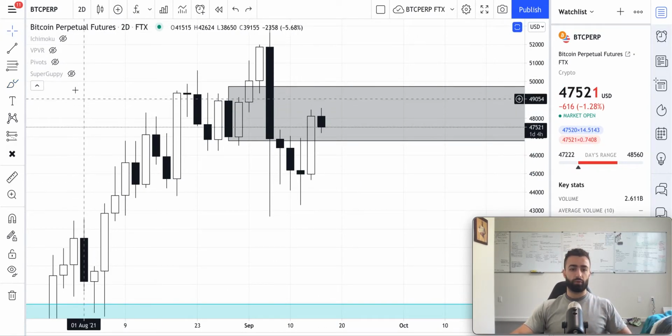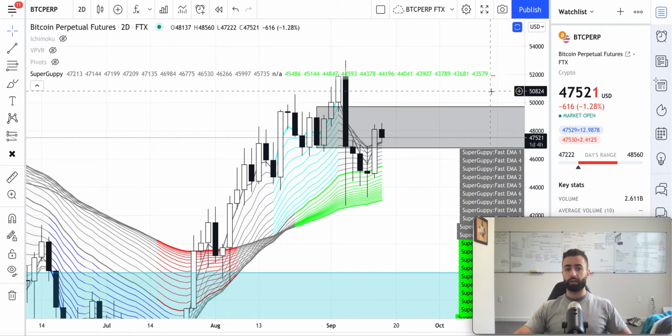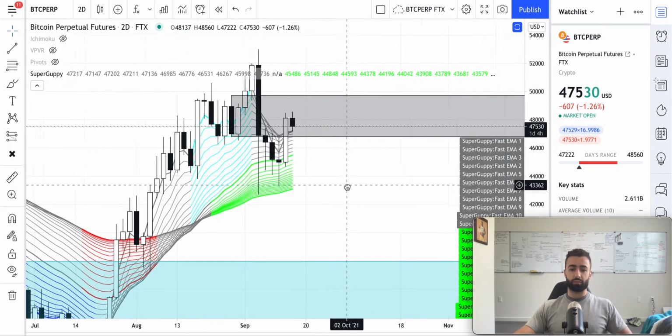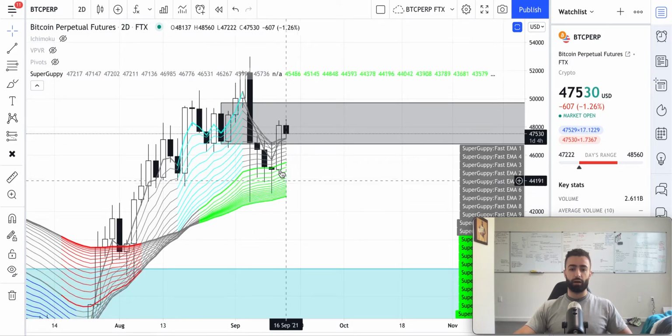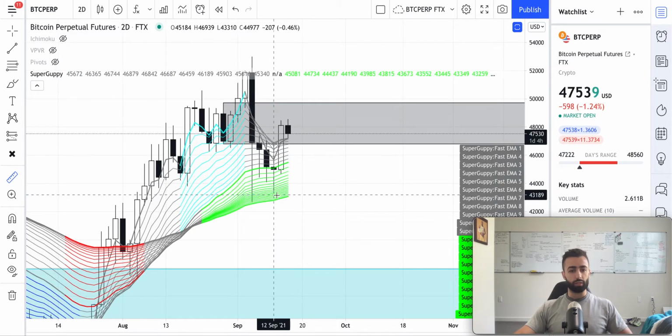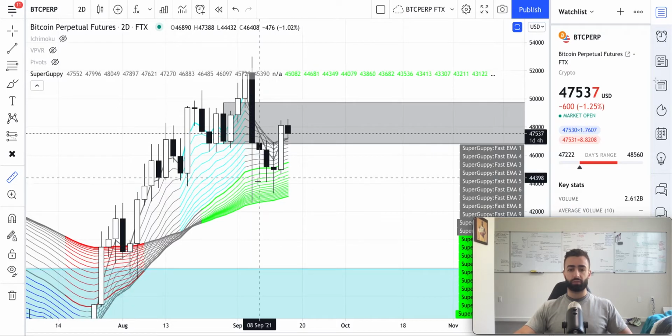One other thing I wanted to point out on this time frame was the SuperGuppy Indicator. If you don't know how to use the SuperGuppy Indicator, check out our video tutorial that we just released yesterday on how to use this indicator. It's very simple to use, and you can see right here it paid off once again with a bounce off of these green EMAs in this zone. So you can see these investor EMAs, or the longer term EMAs, held up as support right here.